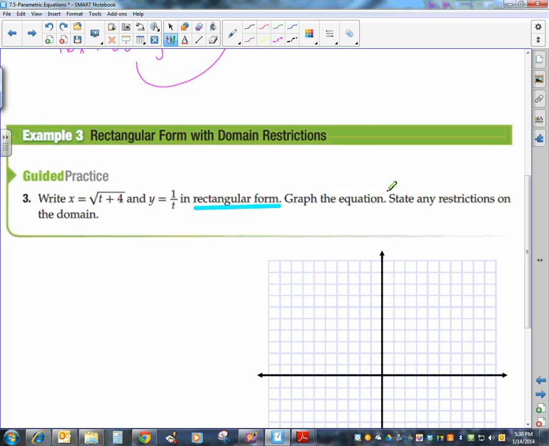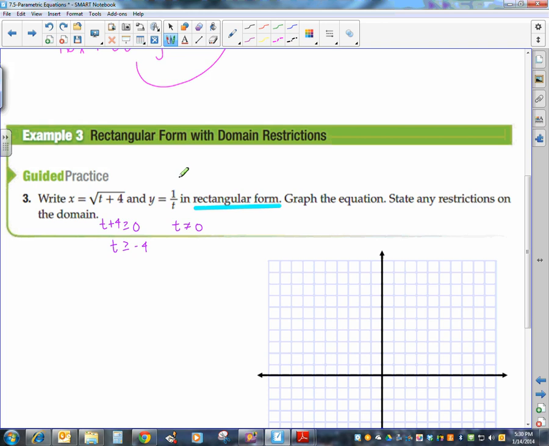First off, hopefully you all remember that we cannot take the square root of a negative number. So t plus 4 has to be greater than or equal to 0. That means t has to be greater than or equal to negative 4. And of course here it tells me t cannot be 0. But we're going to do the same thing.